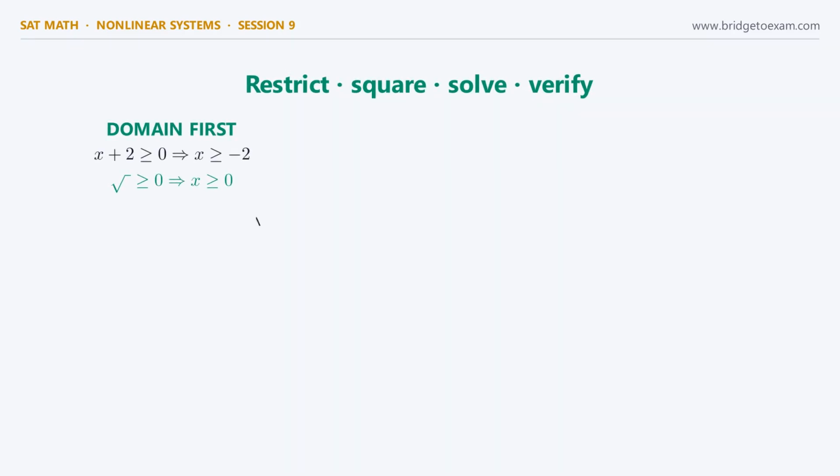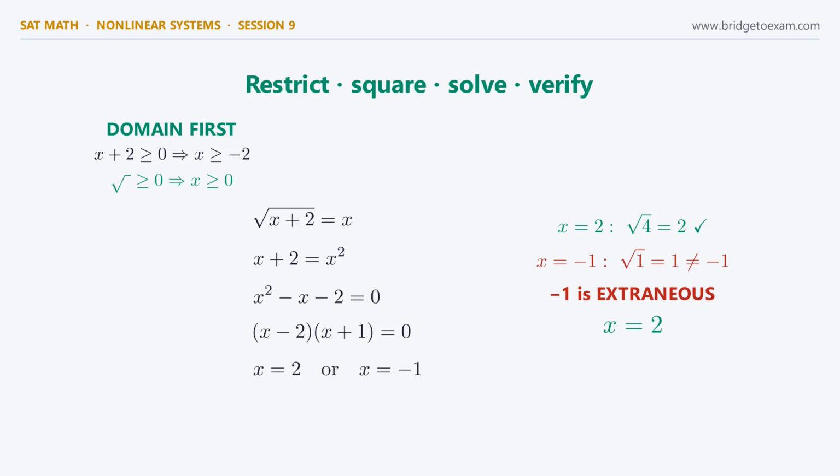Let's watch it happen. Solve root of x plus 2 equals x. First, before any algebra, record the domain. Inside the radical, x plus 2 must be greater than or equal to 0, so x is at least -2. But there's a second restriction that students miss. The left side is a square root, so its output is never negative. The right side is x, so x itself must be greater than or equal to 0.